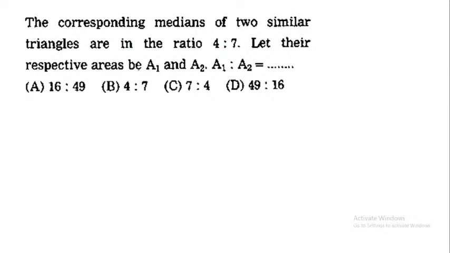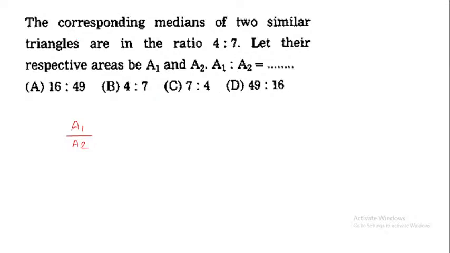Let their respective areas be A1 and A2. Then what should A1 is to A2 be? So here we have to again find the ratio of areas of those two triangles, that is, we have to find A1 divided by A2. And four alternatives are given: 16:49, 4:7, 7:4, or 49:16.